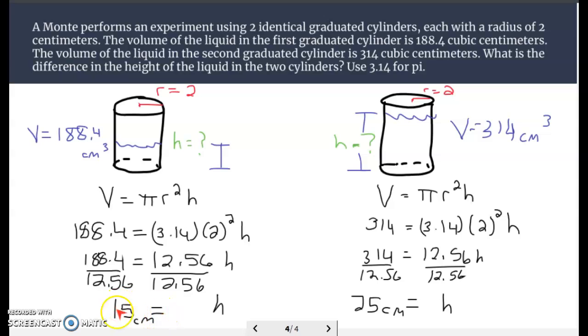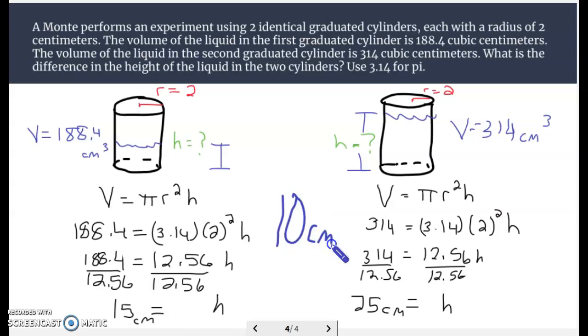Look at the two heights here, 15 and 25. As you can see, 25 minus 15, we're subtracting those. We get a difference of 10 centimeters. The difference in the heights is 10 centimeters.